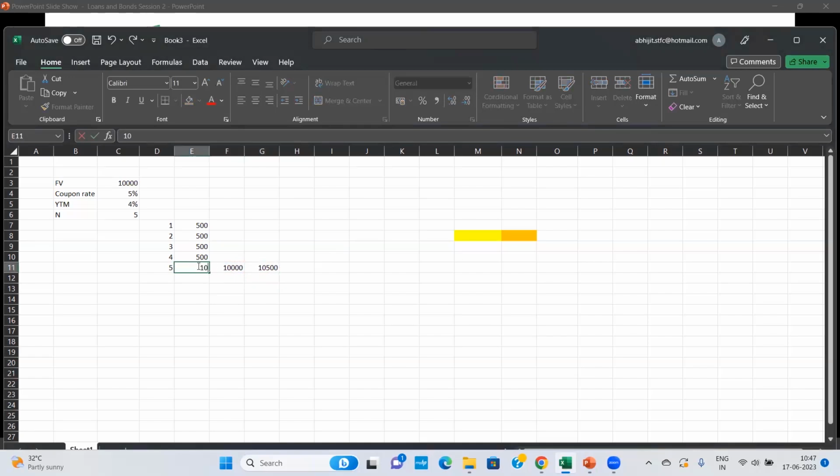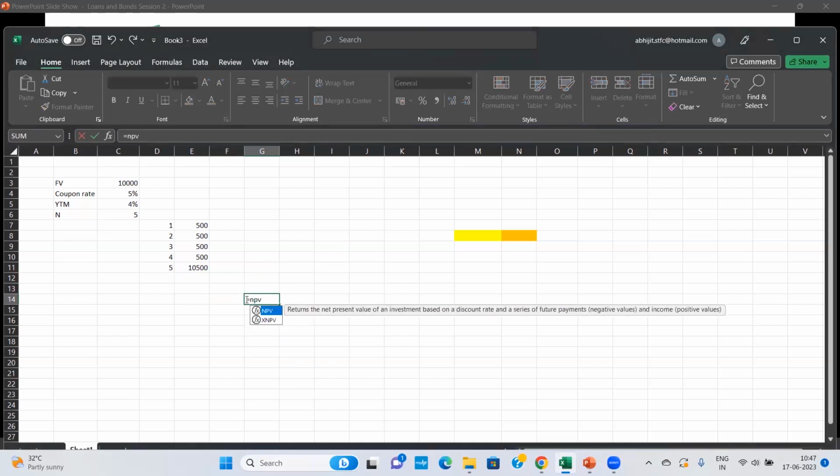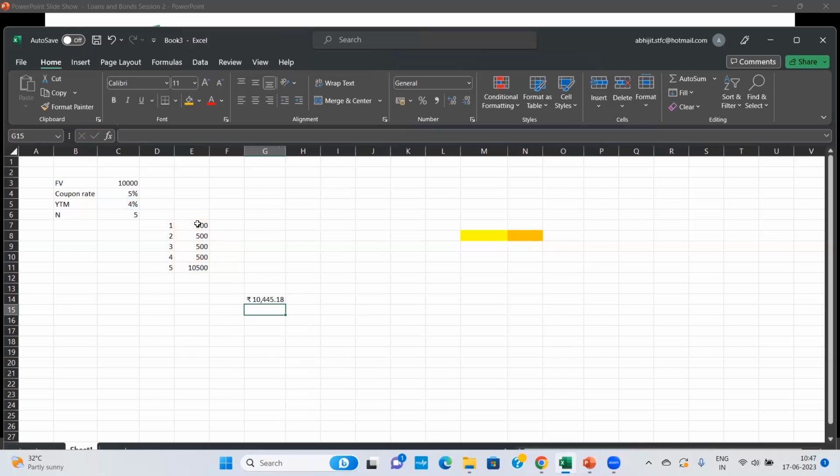So let us keep it here. I have to discount it by what? I have to discount it by the YTM, right? So let us use that NPV method only. I use the rate and then I use the cash flows. This is my clean price, correct? 10,445.18, or you round it off to 10,445 only. This is my clean price.